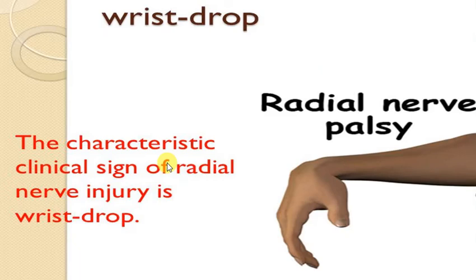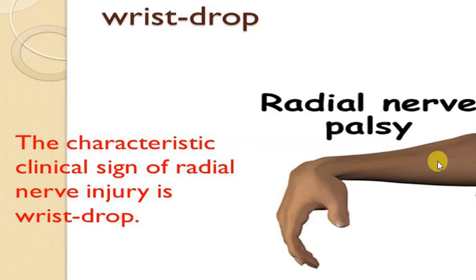Also we have the radial nerve palsy, or injury to the radial nerve. A radial nerve injury presents with a very important clinical sign which we call wrist drop. This is because the radial nerve supplies the posterior compartment of the forearm, which is responsible for the extension of the wrist joint.